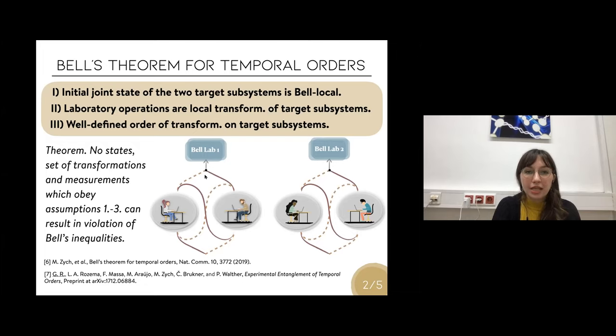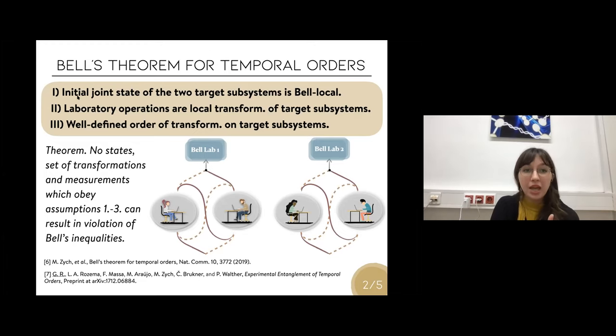So the assumptions that we made for our no-go theorem, I should perhaps also specify that the original proposal was proposed for gravitational masses, but we adapted it for the case of a quantum optical experiment. So what I'm presenting to you now is our readaptation, and it's not the original proposal. So according to our readaptation, the assumptions are the following.